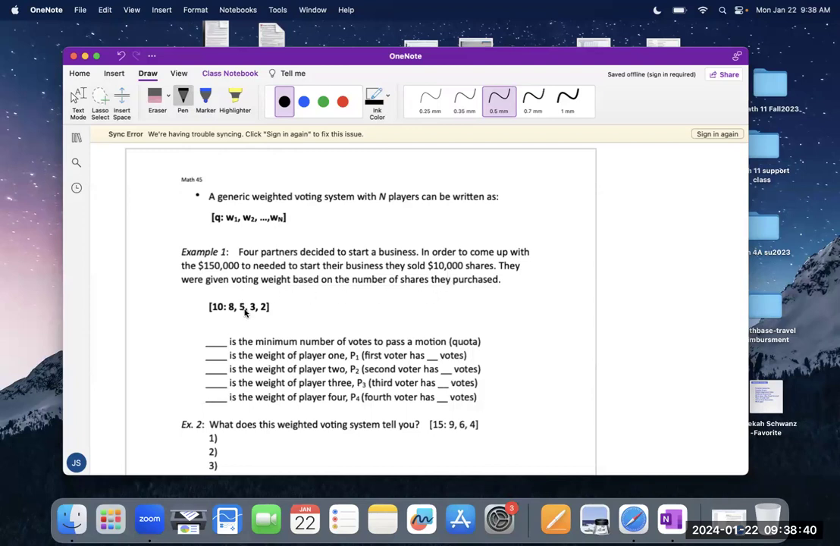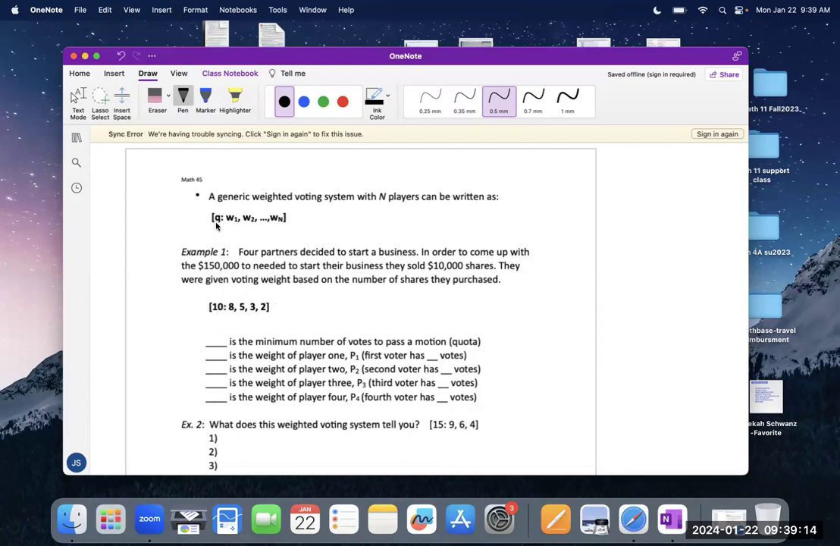Then someone else bought 5 shares, paid $50,000 for them, and they have a weighted vote of 5. Another person bought 3 shares, paid $30,000 for them, and they have a weighted vote of 3. And the last person paid for 2 shares, paid $20,000, and their weight for voting is 2. So this is what it looks like.